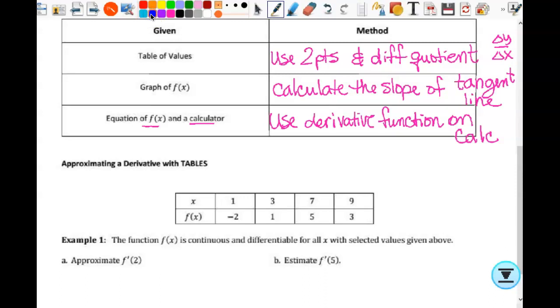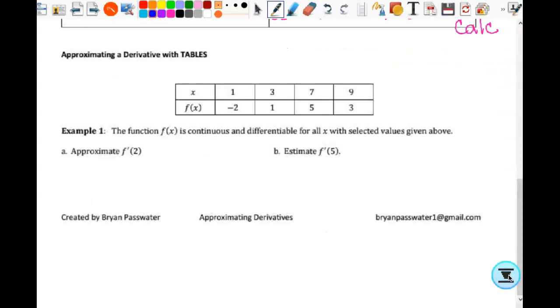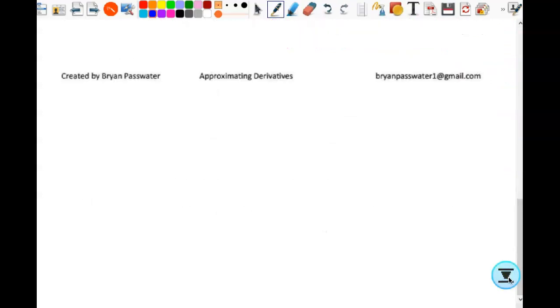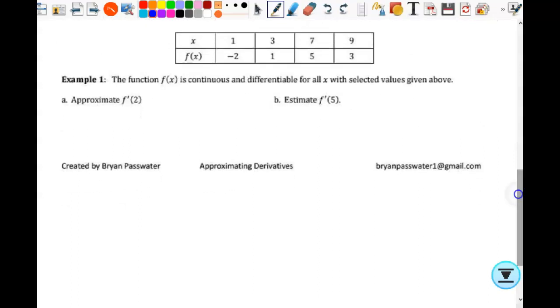We've got this table of values, and the function is continuous and differentiable. Okay, now let's think back to what I said the other day. We haven't really talked about how we know if it's differentiable yet. We know how to know if it's continuous or how to find that. But without them just telling us right now, if they only told me it was continuous, did that guarantee that it was differentiable? The answer to that is no.